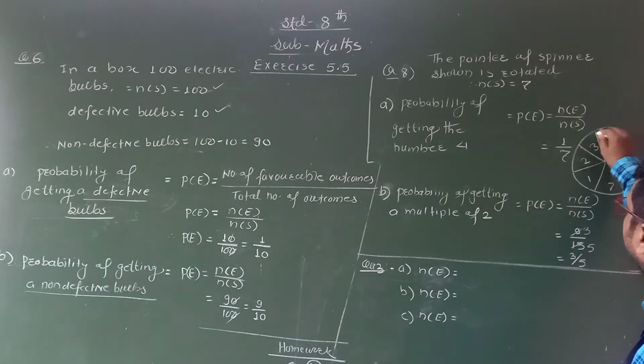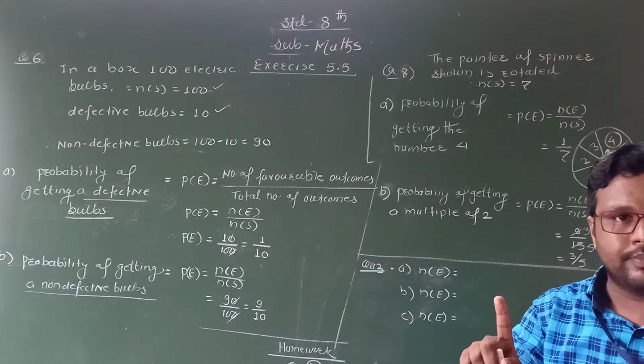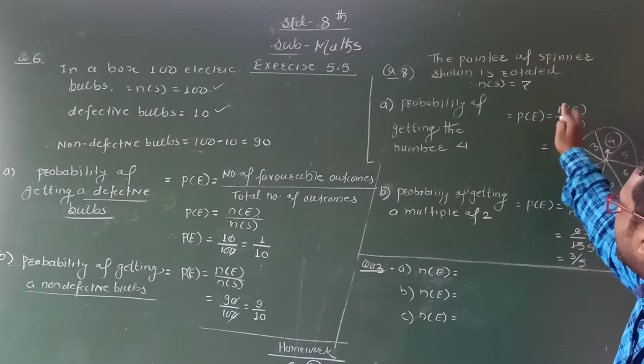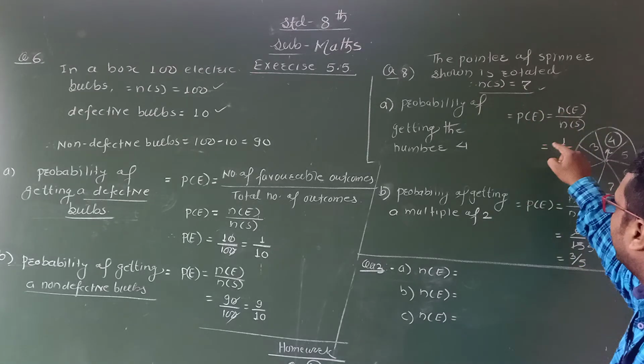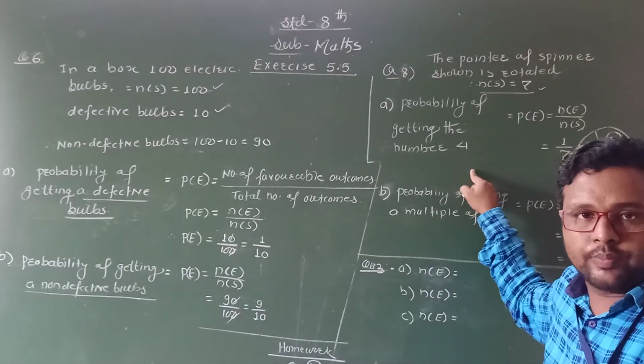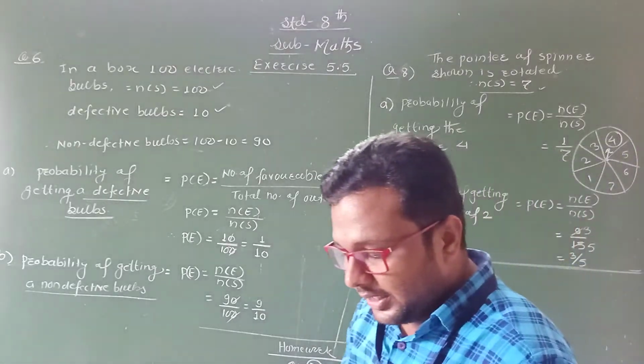How many times will you get the number 4? Only one time. Clear? Therefore, n(E) is equal to 1. n(S), the total number of outcomes, is 7. Therefore, 1 upon 7 is the probability of getting the number 4. Okay. Let's see the next example.